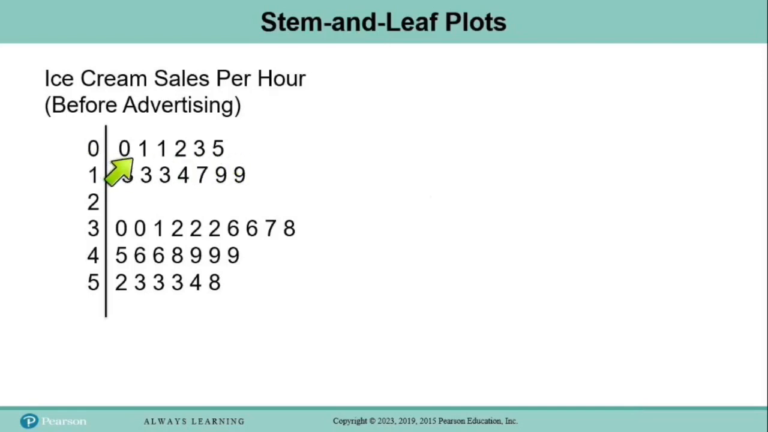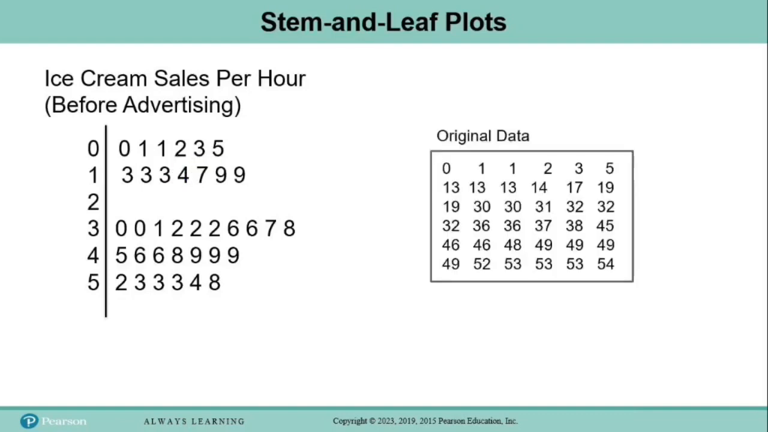So this would mean there was 1 hour where they had no sales, and there were 2 hours where they only had 1 sale, maybe early in the morning or something. And then there was an hour where they had 2 sales, an hour where they had 3, and an hour where they had 5. So now let's take a look at the original data.